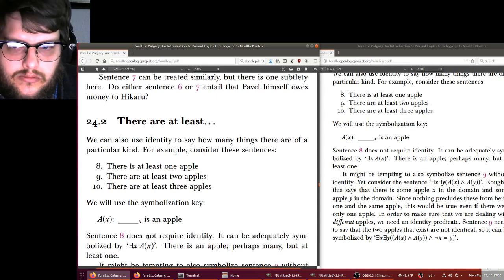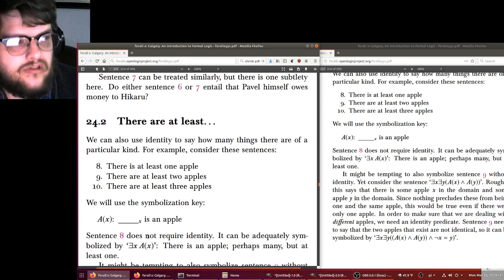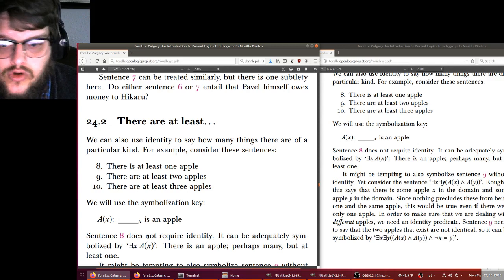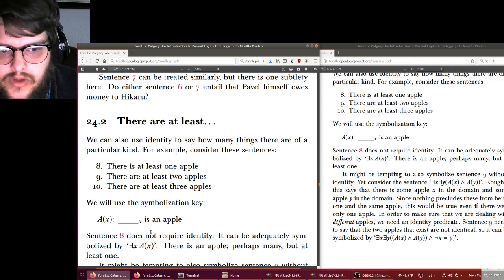A lot of people say that the existential quantifier really means there is at least one thing. There could be only one thing, but you can't read any more into the existential quantifier than that there's at least one object of some type. Okay.